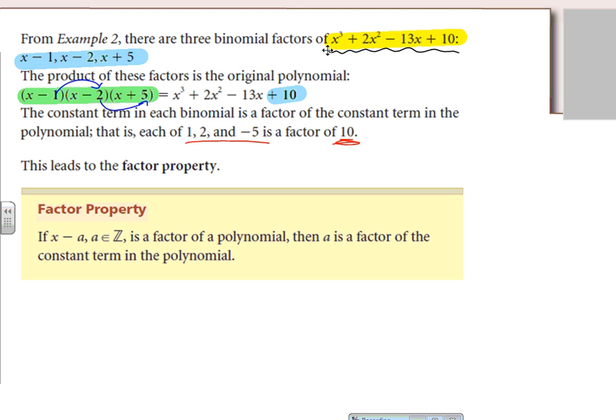So if a binomial x minus a is a factor of a polynomial, then a is a factor of the constant term, meaning that the 1, the 2, and the 5 are all factors of 10. They have to be. We're going to use that to our advantage now.